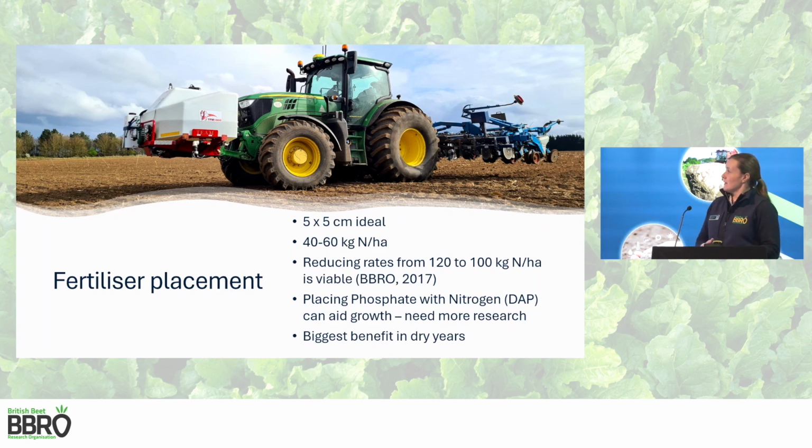We have got some evidence that you can then reduce your rate. So if you're typically putting 120 on, going down to 100, or if you're putting 100 on, dropping to sort of 80 or 90, can be very effective. And the biggest benefits you see are in the driest years.